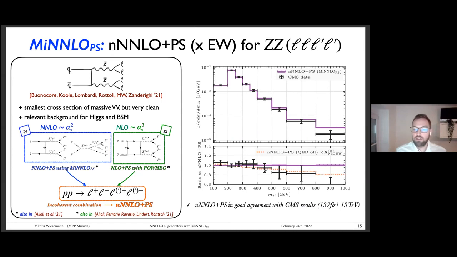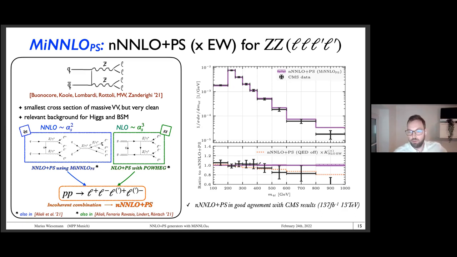Then, as a last example for color singlets, let me show you ZZ production. Here we went even further than next-to-leading order plus parton shower. We added a small NNLO correction, that is a next-to-leading order correction to this gluon-induced channel, which is formally alpha S cubed. So this is kind of a partial NNLO plus parton shower result, if you want.